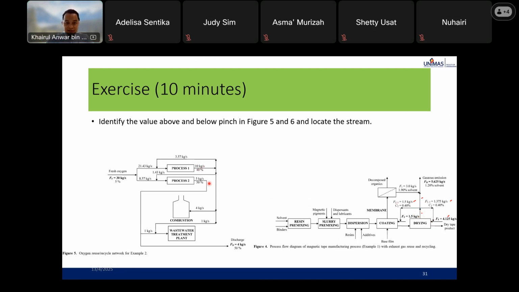The value is 10 kg per second, 40%. This one is 5.5 kg per second. Refer to figure 1, figure 4. 5.5, 0.4% concentration. Yeah. All right.